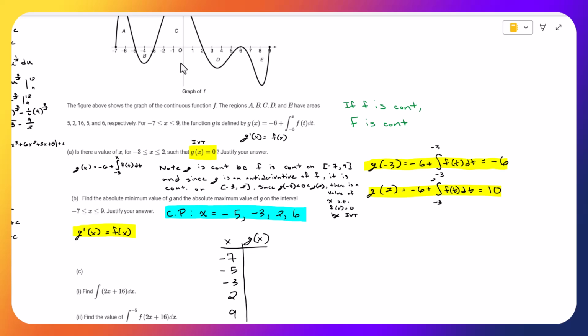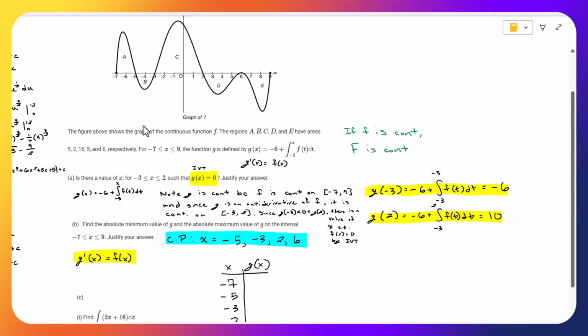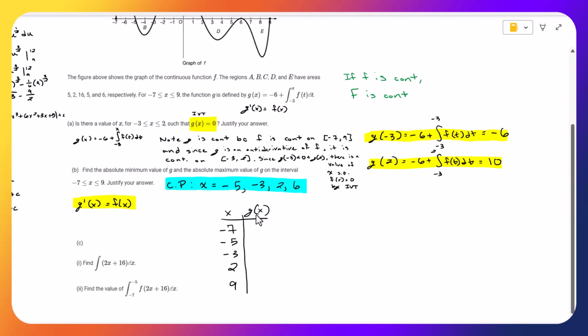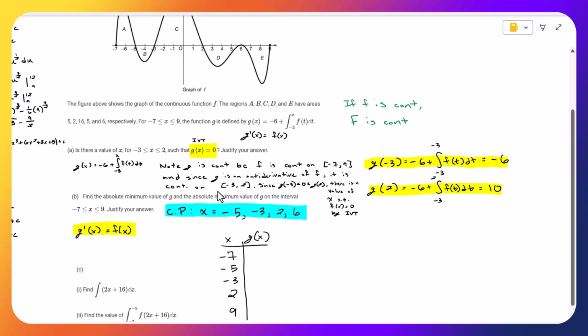Take a moment and think, why did I not include 6 on this list? Well, is it possible for 6 to be a min or max? What are our conditions for a min or max? It's that it equals 0 and we're changing signs. Are we changing signs here? No. So this 6, it's a critical point, but it's not actually a spot we should consider.